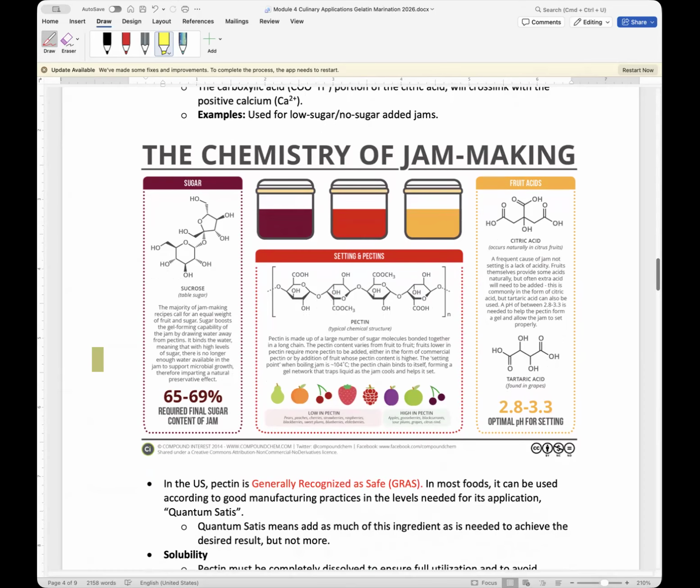So this is just a chart that I put in here that kind of shows the relationship of the different sugars. This is sugar, sucrose, glucose, and galactose, citric acid, or we could put tartaric acid in the case of grape juice.